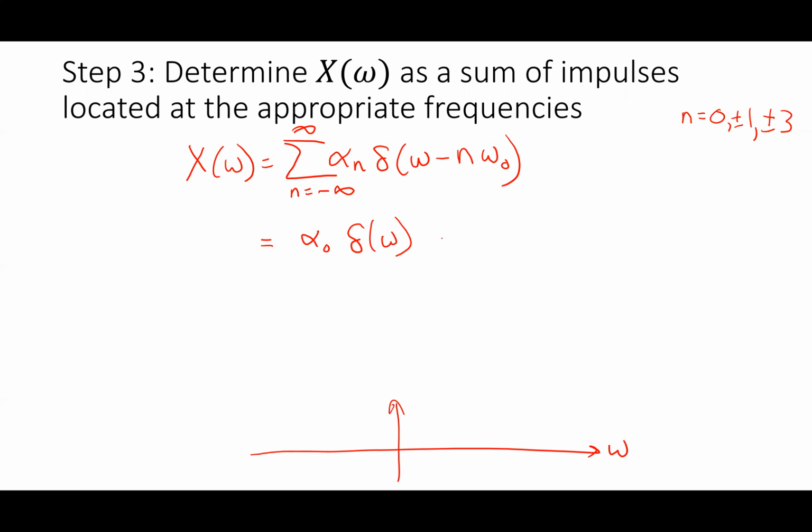All right, now how do I get one at alpha 1? So at the fundamental frequency, so n equal 1. How do I get that? Gonna be delta of what?